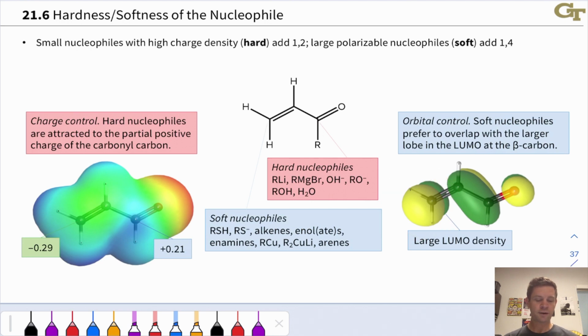and this is why soft nucleophiles like stabilized enolates, I should add the word stabilized here, as we'll see that enolates themselves are rather complicated, but stabilized enolates, enamines, arenes, if we're talking about Friedel-Crafts type reactivity, these will tend to add at the beta carbon where the LUMO density is largest. We have the largest lobe in the LUMO typically at that beta carbon.